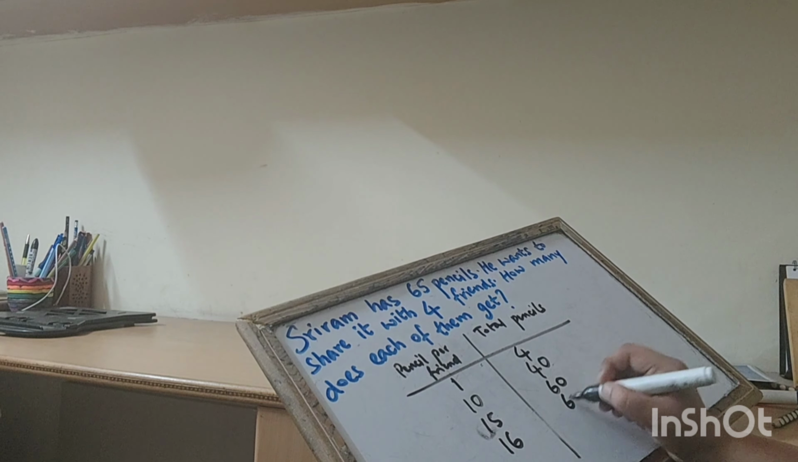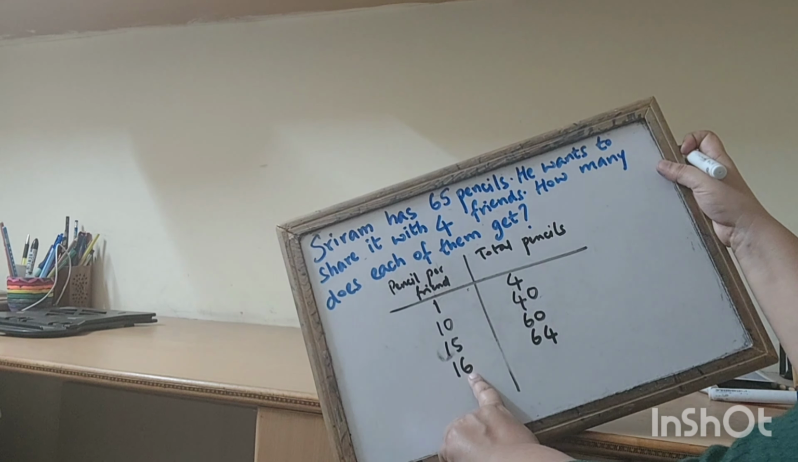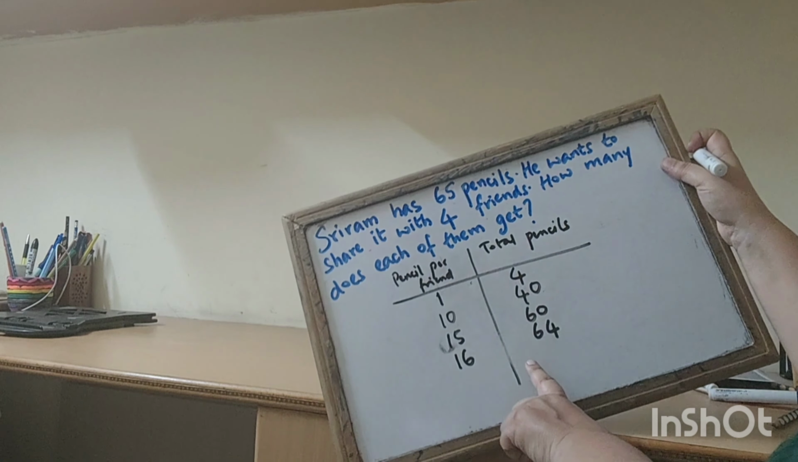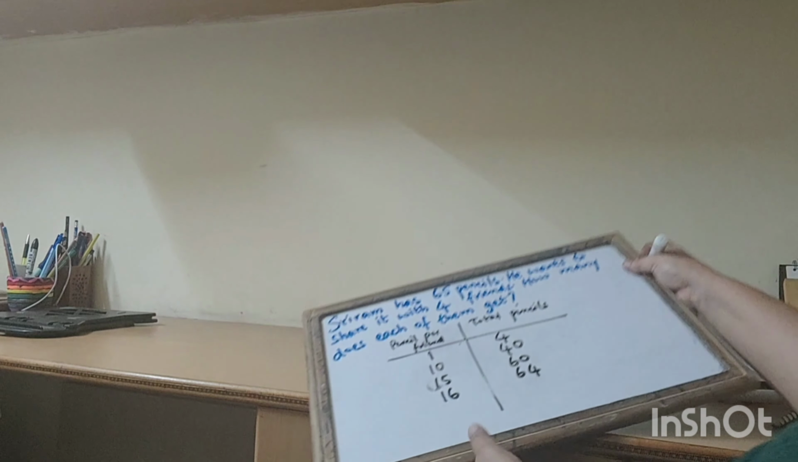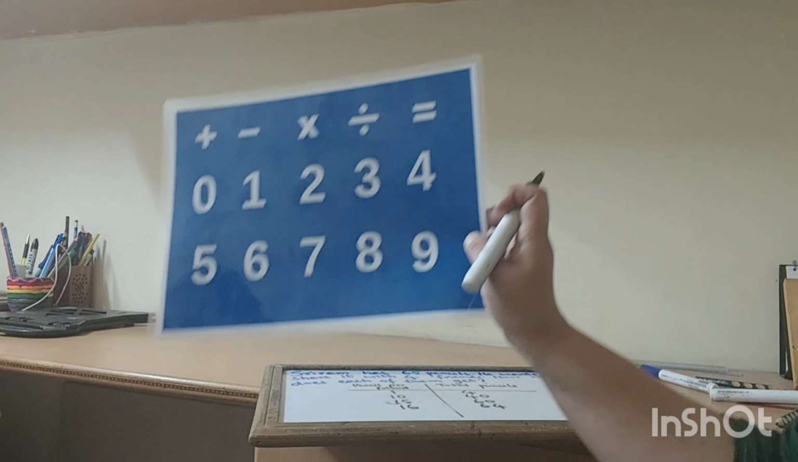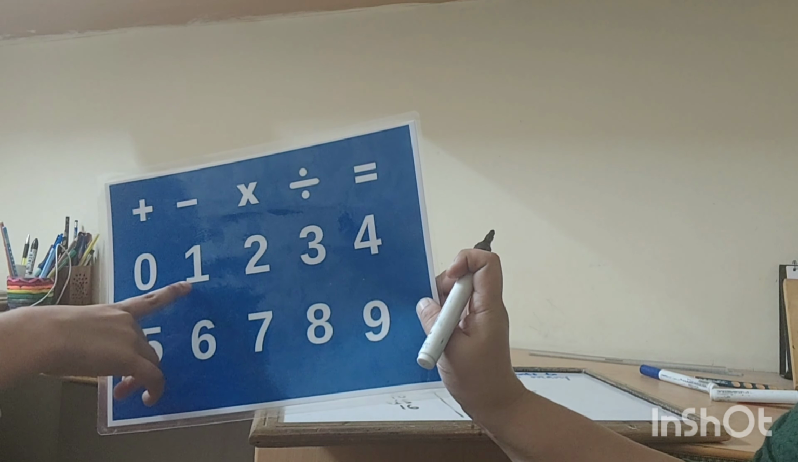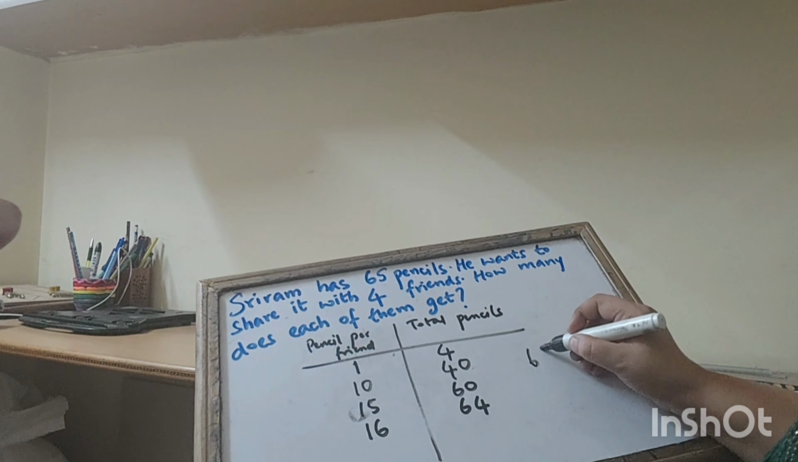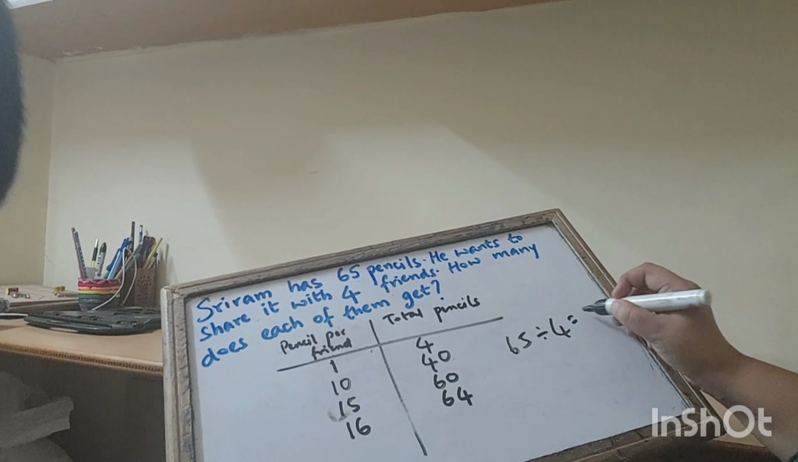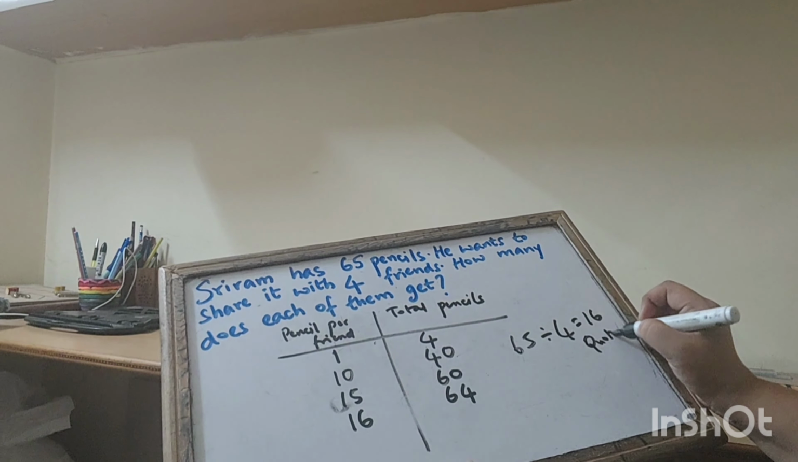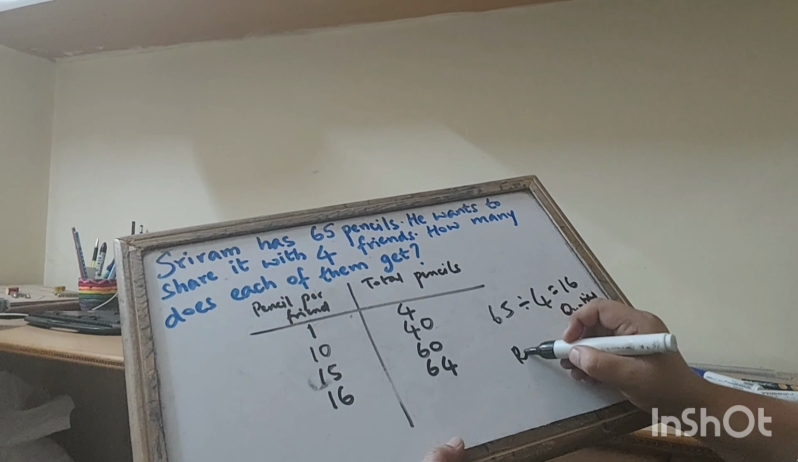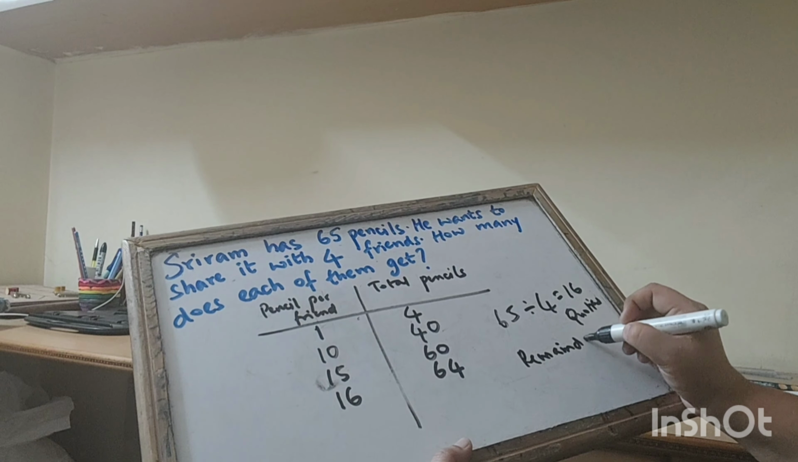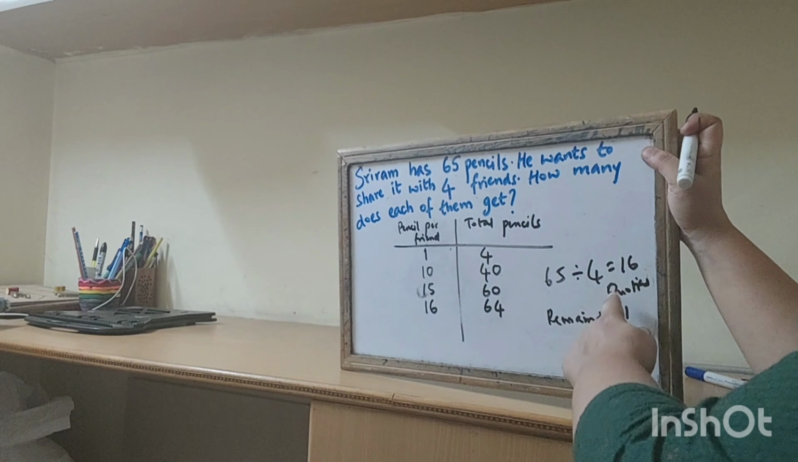So now let's go to 16 pencils per friend. You will use up 64. So how many do you have left? If you give 16 pencils per friend, you will have 1 pencil left. So you can write this as 65 divided by 4, 16 is the quotient and the remainder is 1. So this is how we usually write it.